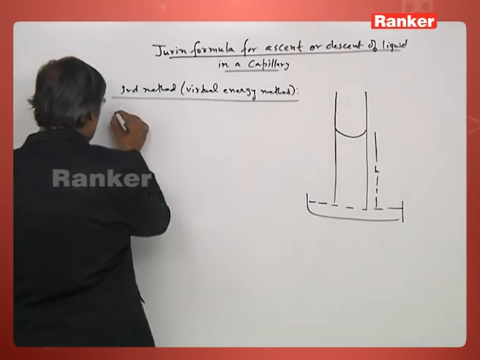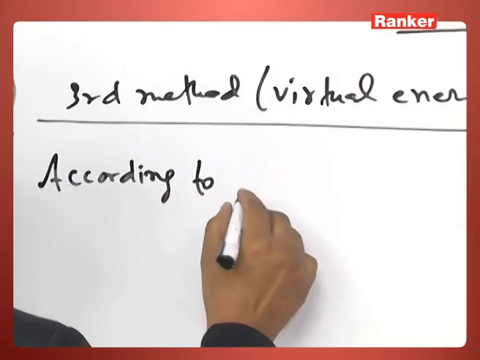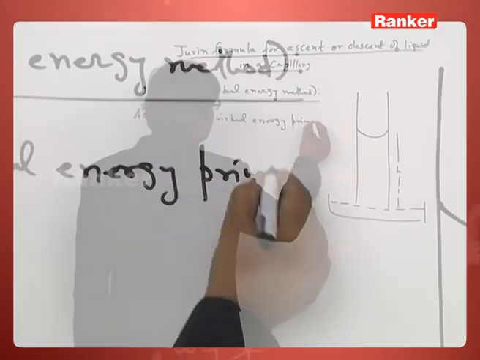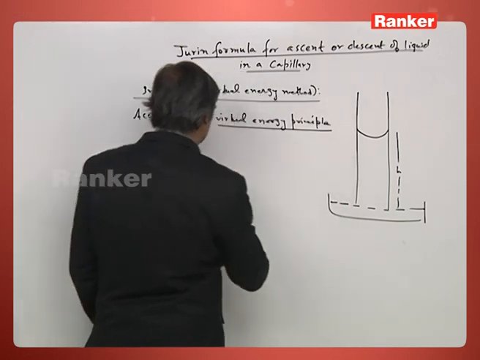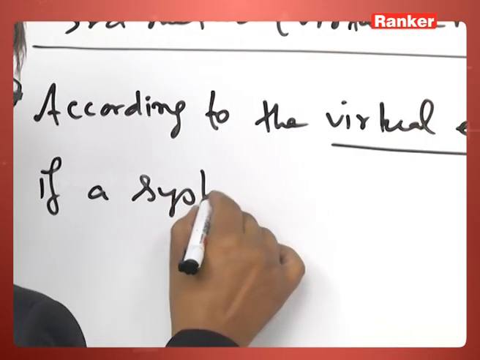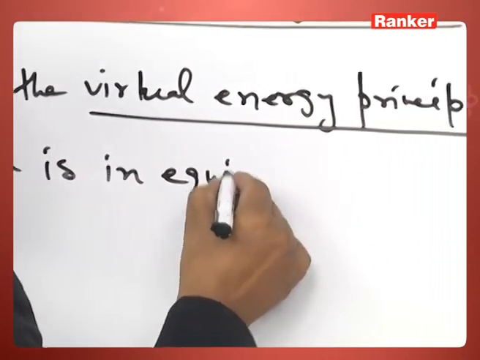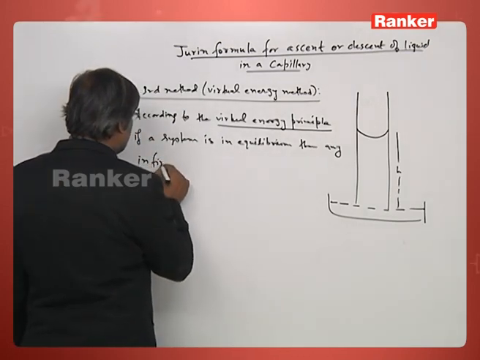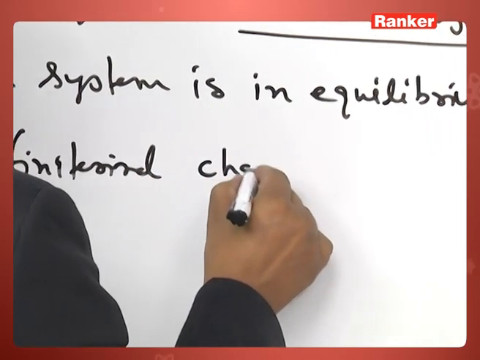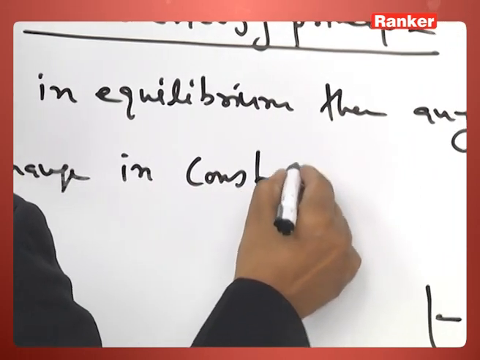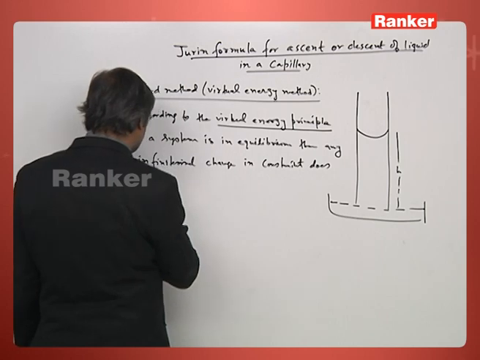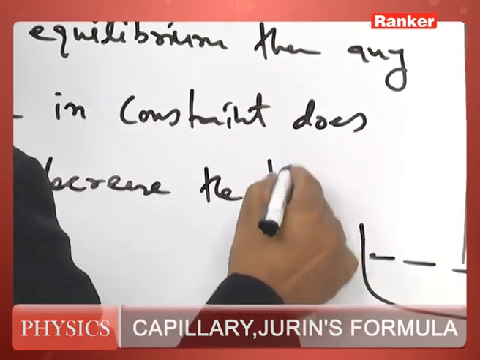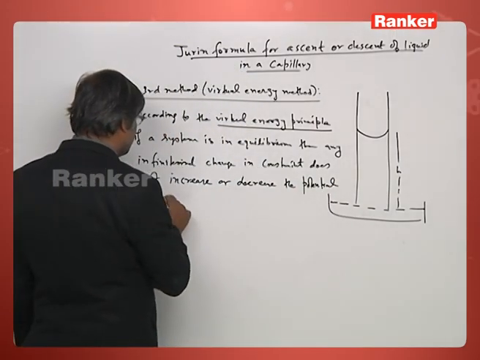According to the virtual energy method, according to the virtual energy principle, a very important point: if a system is in equilibrium, then any infinitesimal change in constraint does not increase or decrease the potential energy of the system.